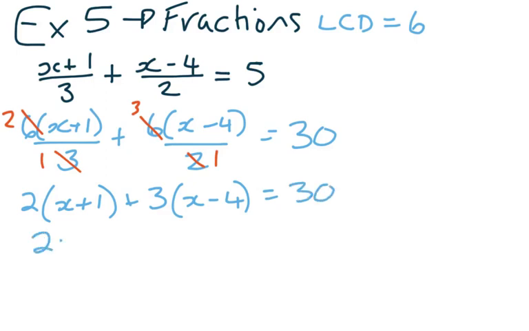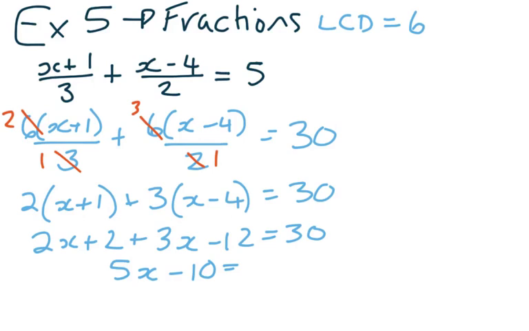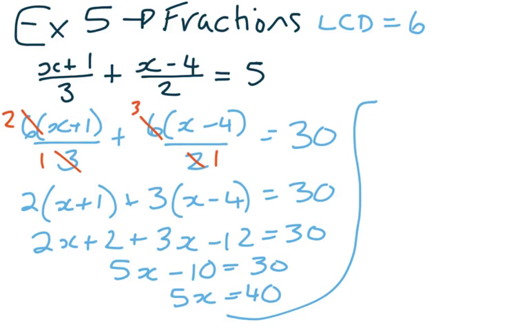Now we expand, so 2x plus 2 plus 3x take 12 equals 30. Collect the like terms. 2x plus 3x is 5x. 2 take 12 is negative 10. And then, of course, to get rid of that, we're at a normal equation now. So we have 5x equals 40 because we add it. And then I'm just going to go back up to here to finish it off. And we would end up with x equals 8 as our final answer.